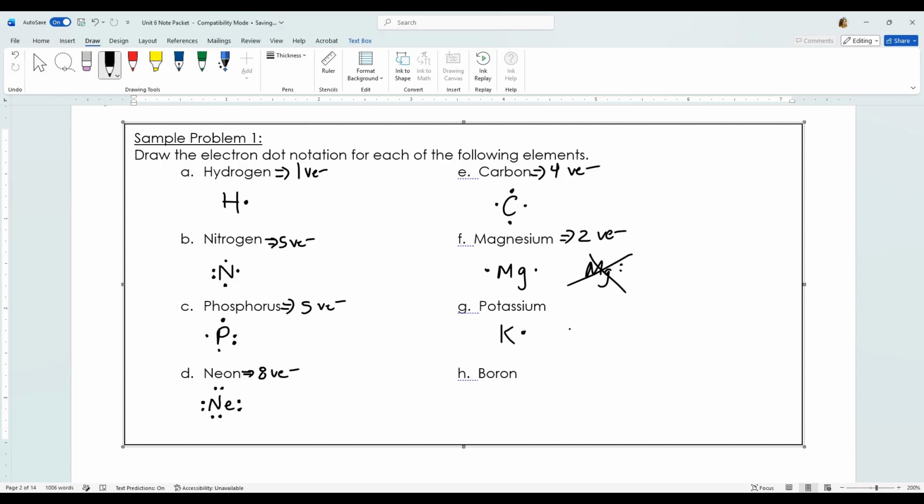Potassium, an alkali metal, has 1 valence electron. I'll throw it over there. Boron has 3 valence electrons. So draw the boron symbol. 1, 2, 3. Just like that. Nice and easy. Pretty simple, right? But chemists don't just sit around doing this all day. We have to take this information and draw more complex structures with it, which is what we're going to do next.